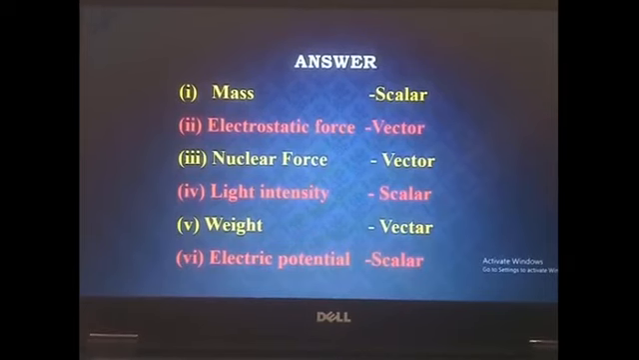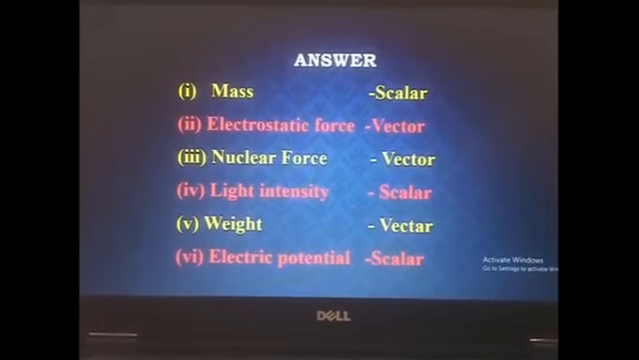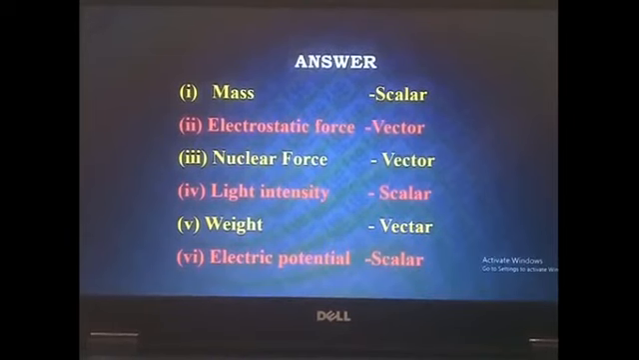Second is electrostatic force. As the name itself is telling us, it is a kind of force between the static charges. We know that when the charges are placed with a distance between them, they exert an electric force on each other, and that force is having a direction. That electrostatic force, or you can say electric field, is having a direction from positive charge towards the negative charge. So it is having magnitude and direction as well, so it is a vector quantity.